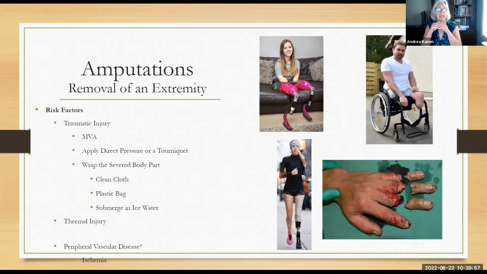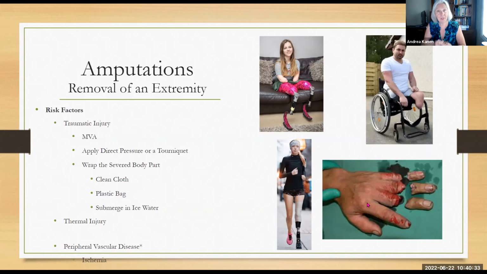And then you want to protect that severed or partially severed limb with anything clean that you can find, a clean cloth, bag, whatever, and then we're going to submerge that in ice water. So the goal here, and that's especially true when you're looking at fingers and toes, things like that: look for them, right? Don't just assume they're gone. Look for them and try to preserve them. And that's where the ice comes in.